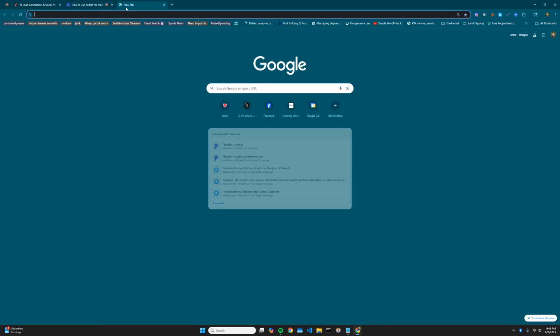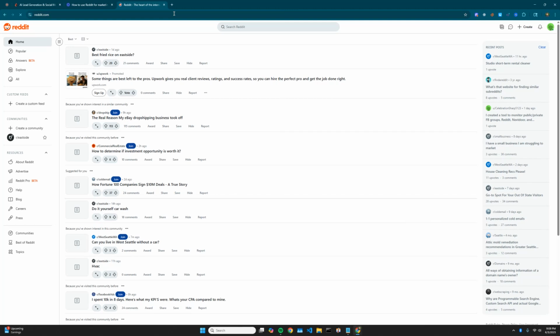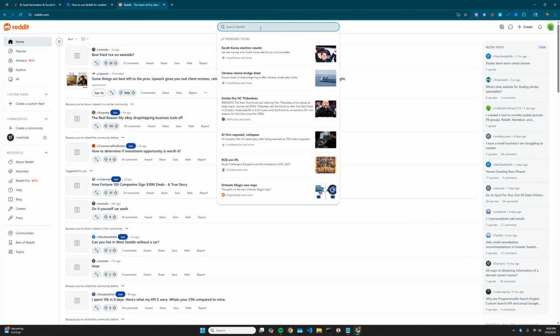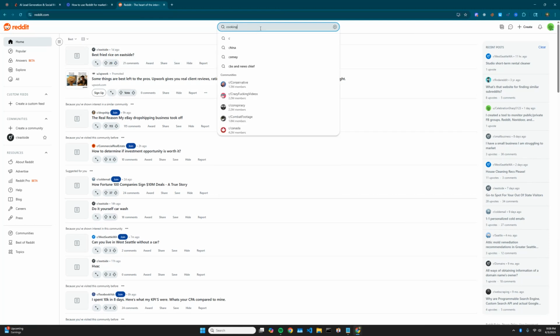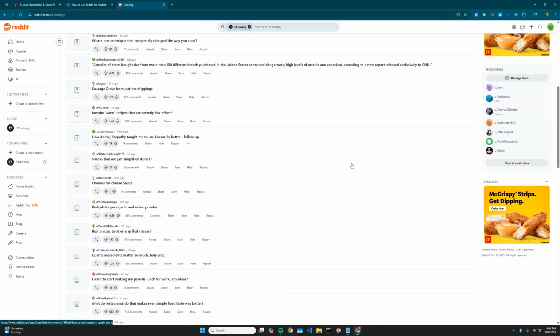So we can actually take a look now and go to reddit.com. I would highly suggest that you create a Reddit account. It's completely free and super easy. But in that example that I mentioned of cooking, you can probably search cooking. r/cooking has 5.4 million members, and all the posts are about cooking. Super simple.